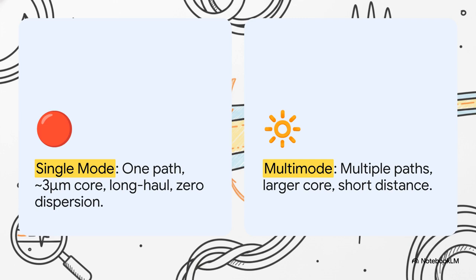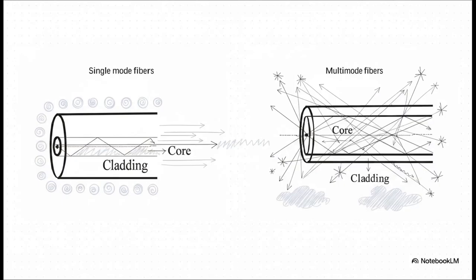Multi-mode, on the other hand, has a much wider core, allowing multiple paths, or modes, of light to travel at the exact same time. The trade-off? Well, multi-mode is way easier to connect and great for shorter hops, while single mode is the undisputed king for ultra-long-distance, huge bandwidth hauls. You can immediately see the physical difference in these designs here.